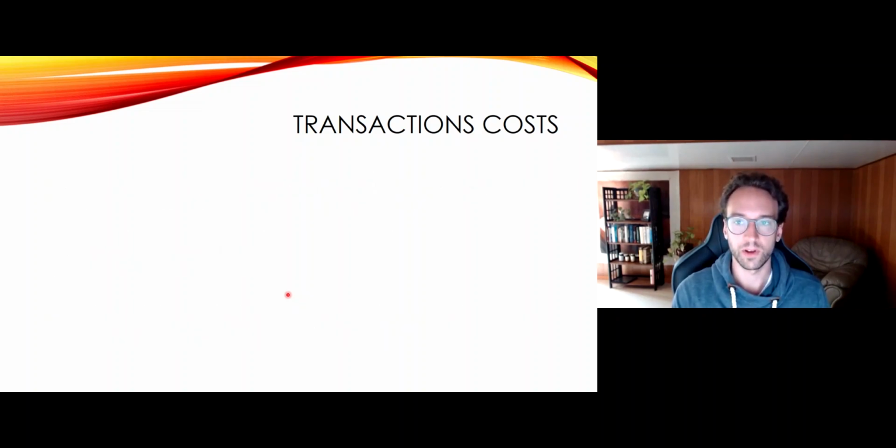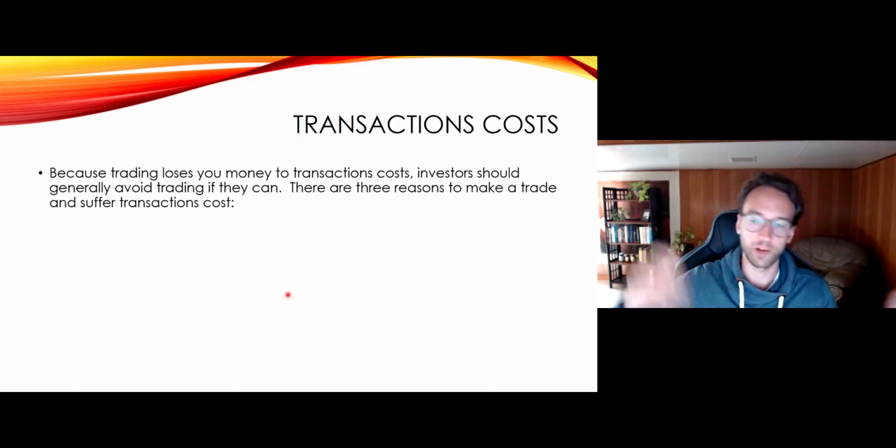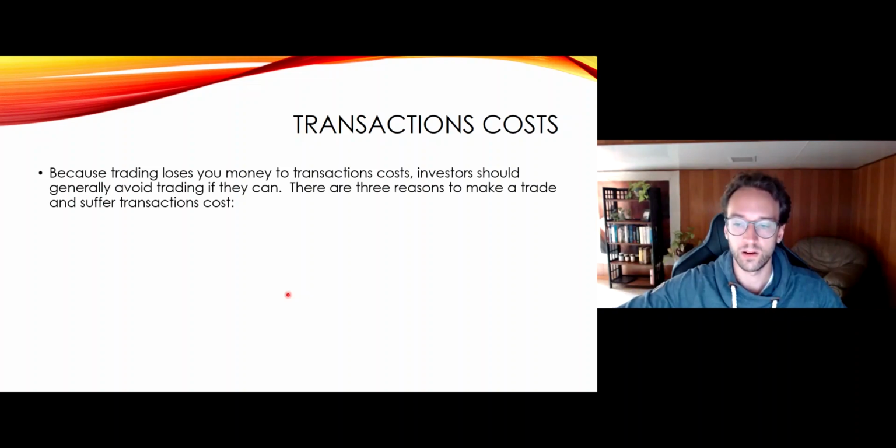Last comment here with transactions cost. Trading loses you money. When you trade, you lose money to the transactions cost. Thus, you should avoid trading unless you have a damn good reason to trade. If you just trade willy-nilly, like trade randomly, all you're doing is lighting money on fire paid as transactions cost, mostly to the bid-ask spread, but possibly to your broker, depending on the broker setup you have.